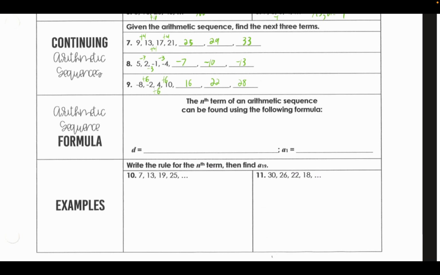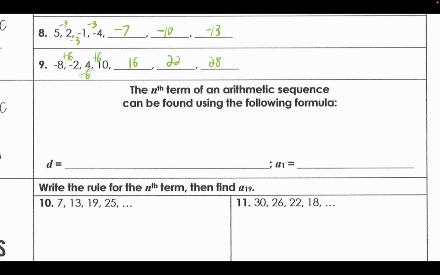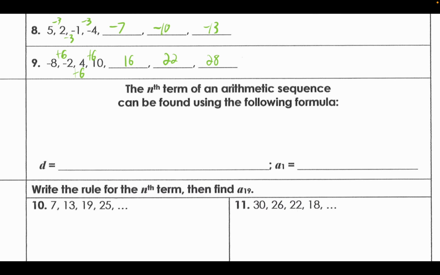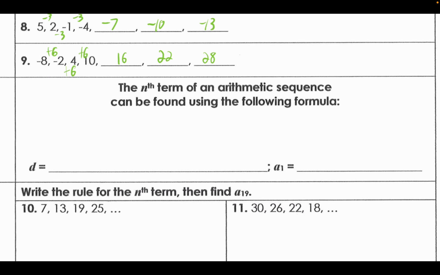Now, we have a formula that we can use to find any term, or what we call the nth term. The nth term is any number we want it to be, n standing for number. And so the formula to find it is always this pattern, a sub n.